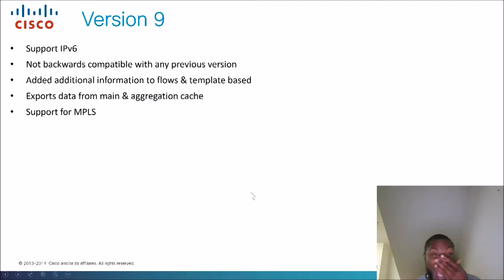Then we have version 9, which supports IPv6. It's not backwards compatible with any other version. So if you've got one device using version 5 and one device using version 9, obviously they're not going to be able to export information to each other. It adds additional information to flows and is template based. It exports data from the main and aggregation cache, and has support for MPLS.